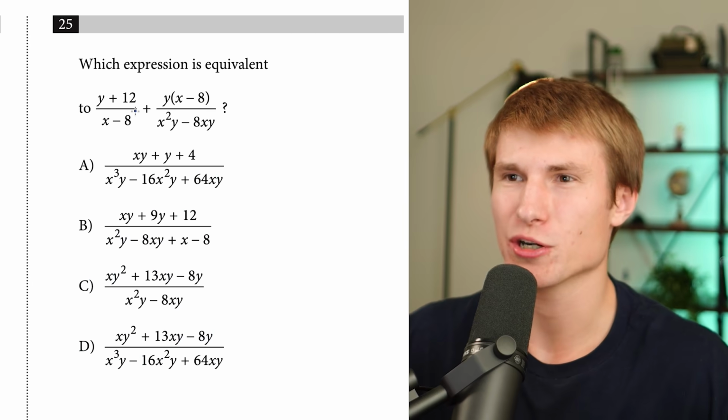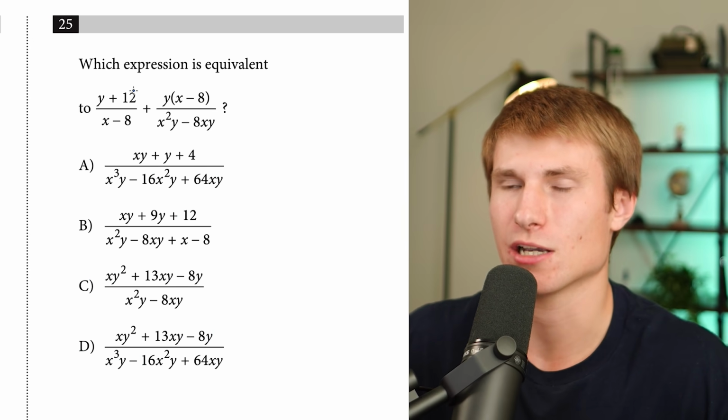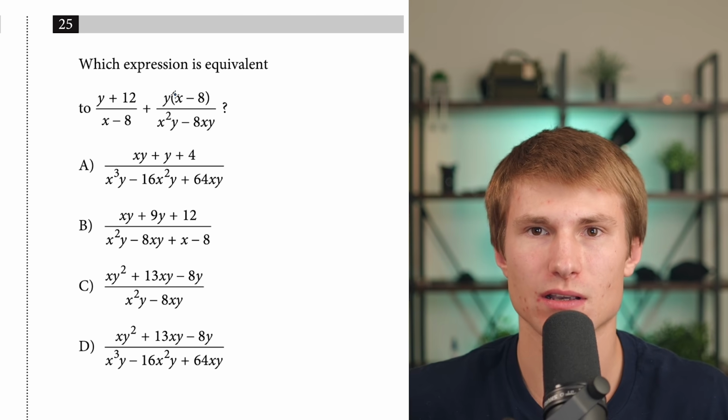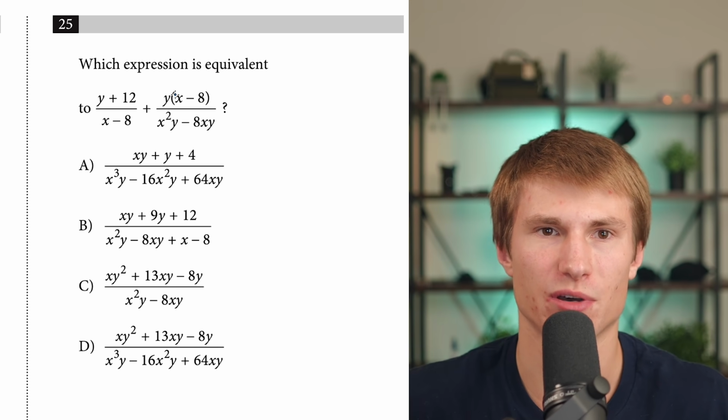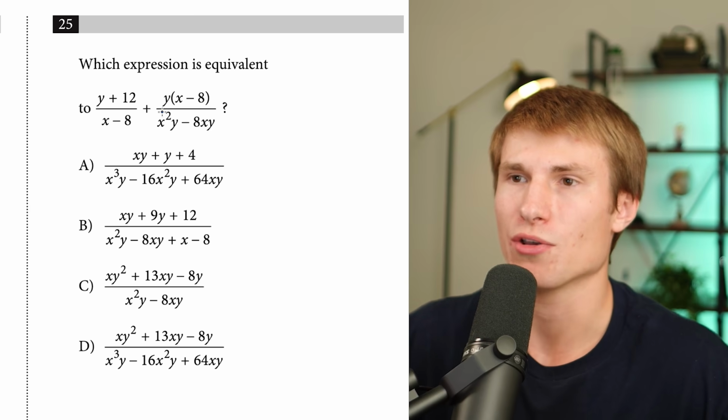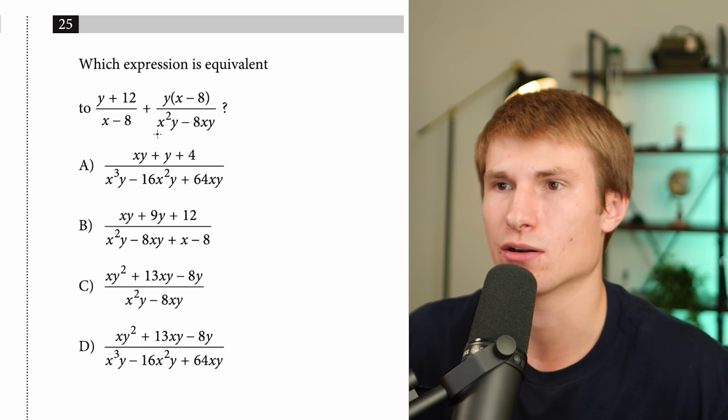Here's how to solve questions about adding fractions on the SAT math section. Question 25 states which expression is equivalent to, and then you've got kind of this mess of fractions that you're adding together with a bunch of variables. But I'm going to simplify this down for you and show you how you can do this pretty easily. What you ultimately need to first get is a common denominator in both of these fractions.